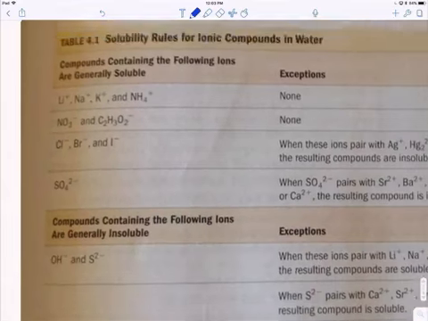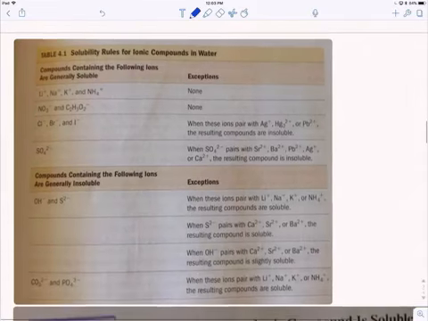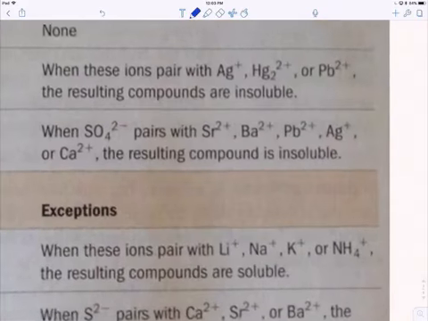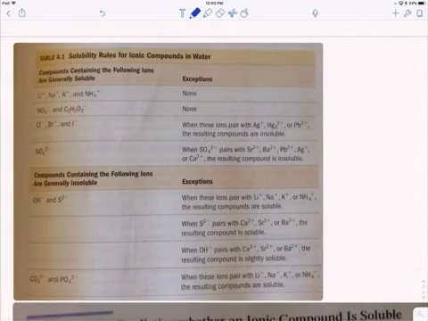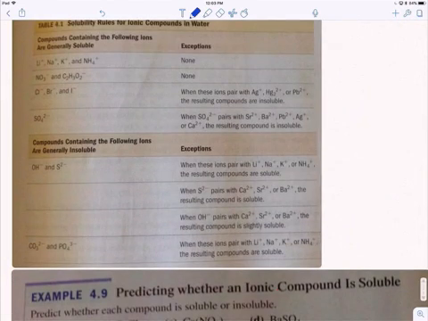Sulfates tend to be soluble with the exception of the alkaline earths, strontium, barium, and then lead 2+, silver, and calcium is slightly soluble. Oh, really? They didn't put that up with the alkalis. It's not even alphabetical order. Oh well. So alkaline earths, lead, and silver sulfates tend to be insoluble. And then these things tend to be insoluble.